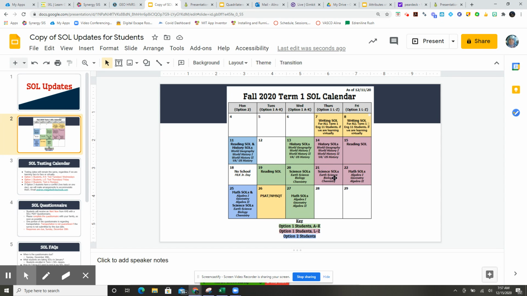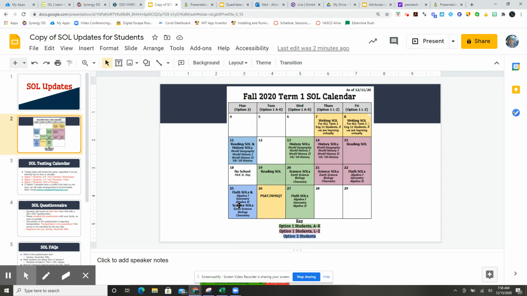All of my option 1 students that were in the building in October that have last names L through Z are going to test on Thursdays and Fridays. These 2 test days are 11th graders only, so you don't have to worry about that. And then option 2 students that never came into the building this year are going to test on these 2 Mondays.